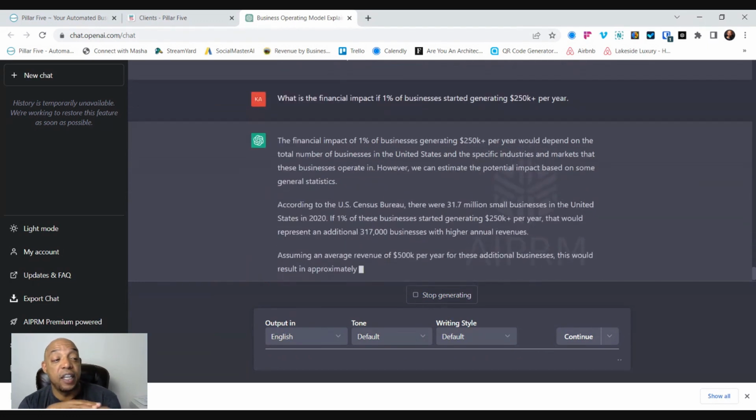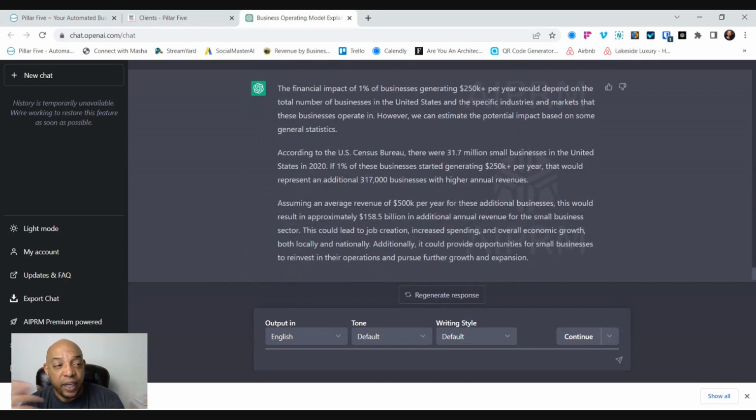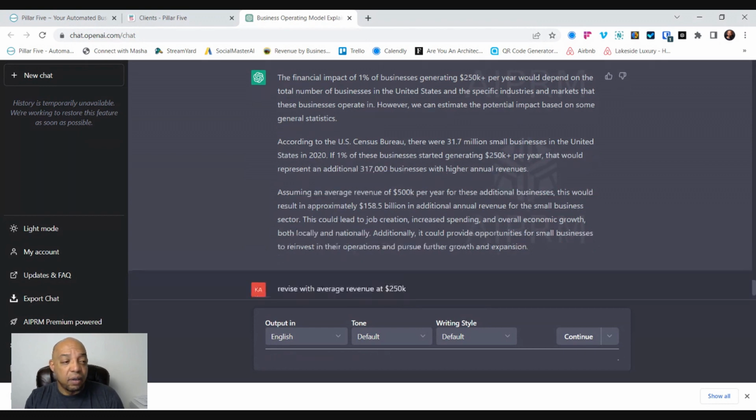So now it's going to take this information that I'm putting in and it's doing the math, right? It's telling you, according to the Census Bureau, there's 31.7 million businesses, 1% generating 250,000 a year. That represents 317,000 businesses. This was assuming an average revenue of 500,000 per year, right? We're still just going to go back to 250. And I could tell it to revise with average revenue at 250K.